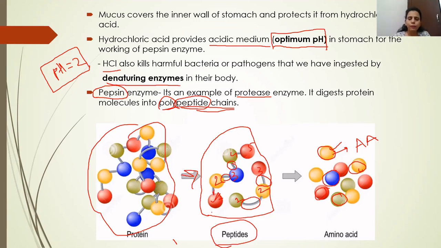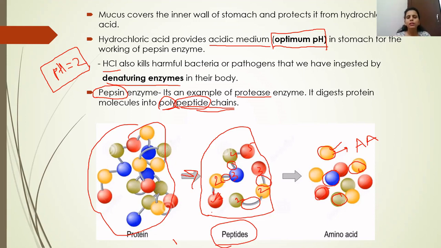This we have already studied in unit 5. What is the meaning of denature? The meaning of the term denature is changing the shape or structure of the active site of the enzymes, so that the substrate molecule cannot fit into the active site, and hence no reaction will take place, isn't it? So hydrochloric acid kills the harmful bacteria or pathogens which we have ingested in the body. And how does it do that? It does that by denaturing the enzymes present inside the unicellular bacteria or pathogens.